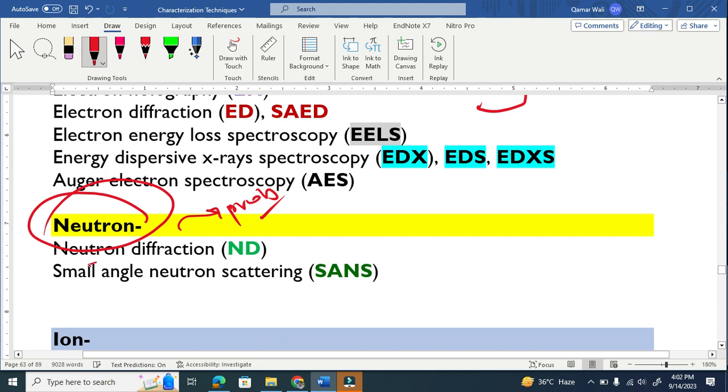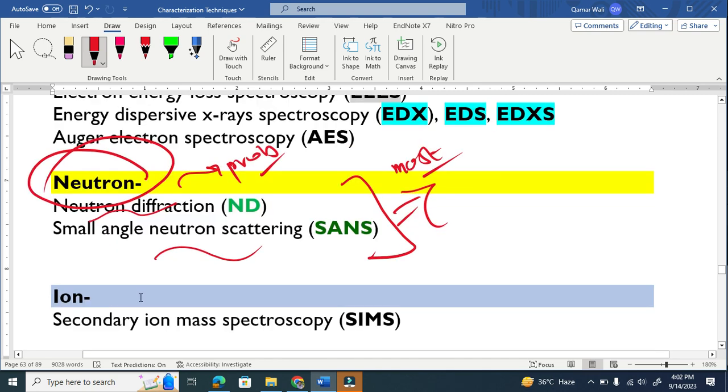So this is basically neutron diffraction. That is also called small angle neutron scattering. So these techniques are also used to reveal most of the information about a nanomaterial. So neutron is also a probe, and people also use ions. Ion is a probe to reveal information about a material, such as secondary ion mass spectroscopy.